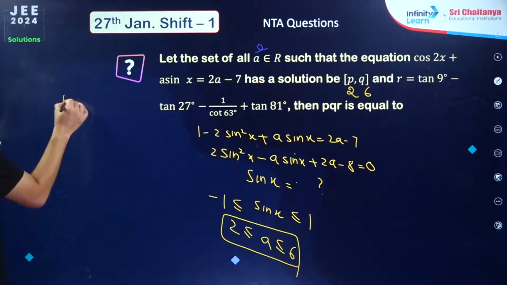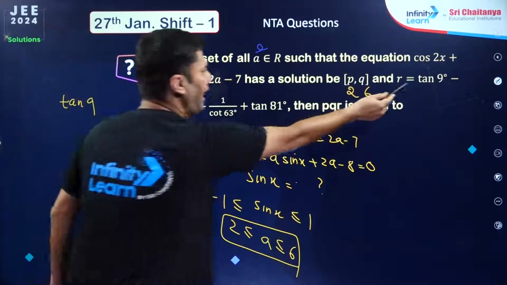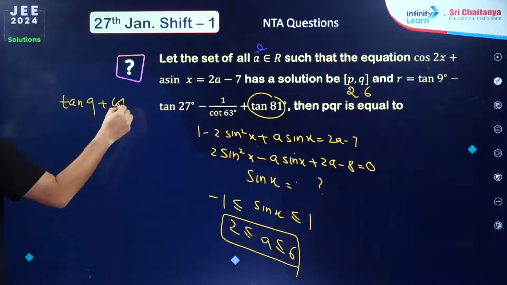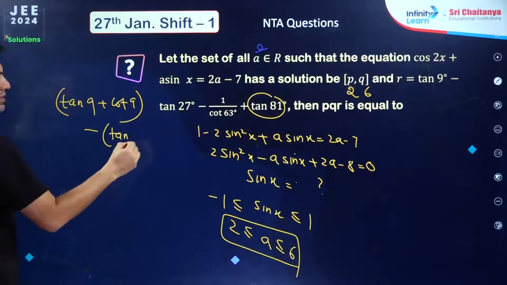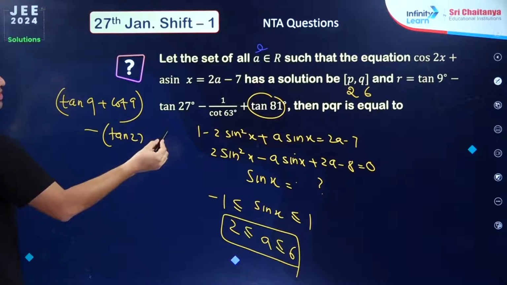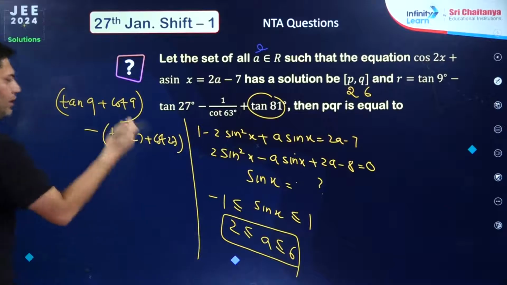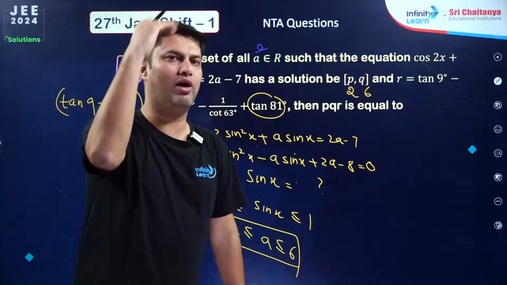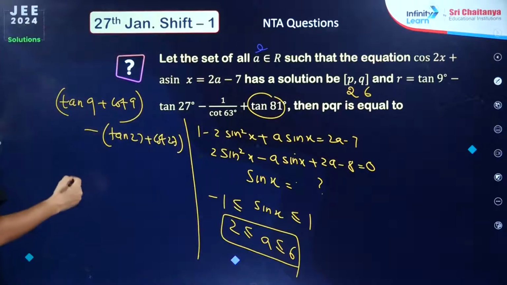It's really easy. You must have solved this in your modules multiple times. tan 9 and this is tan 81, which is cot 9. So tan 9 plus cot 9 minus tan 27, and this is tan 63, which is cot 27. What is tan theta plus cot theta? Sin by cos plus cos by sin, which is 1 upon sin theta cos theta. So 1 upon means 2 upon sin 2 theta.